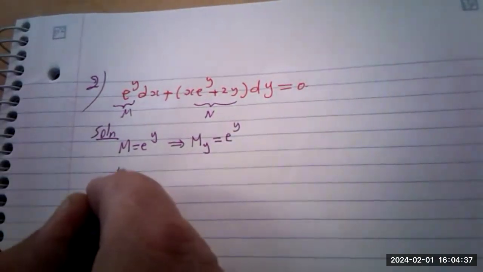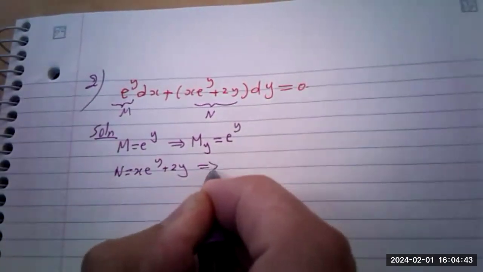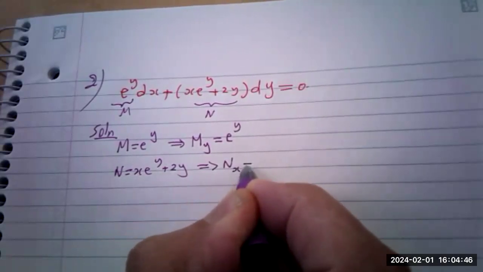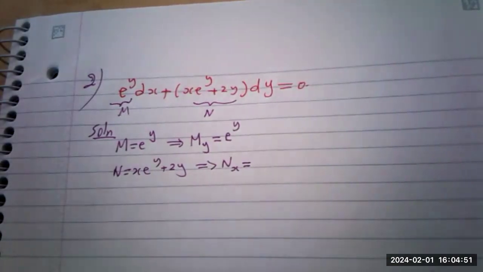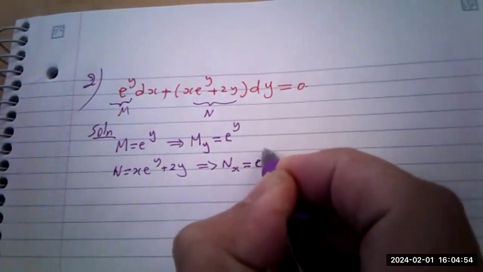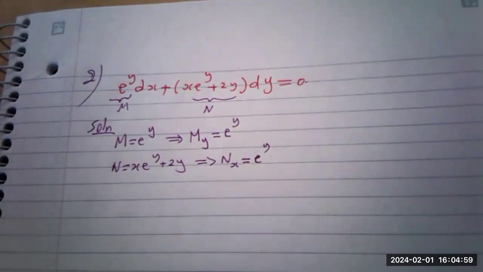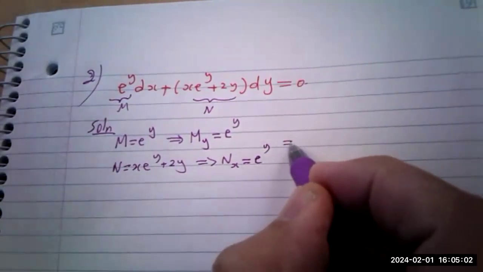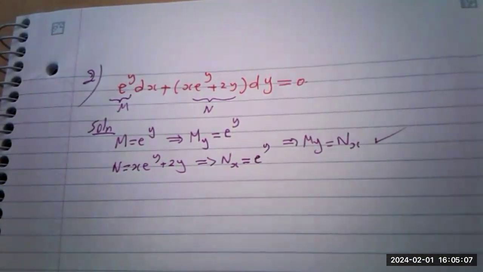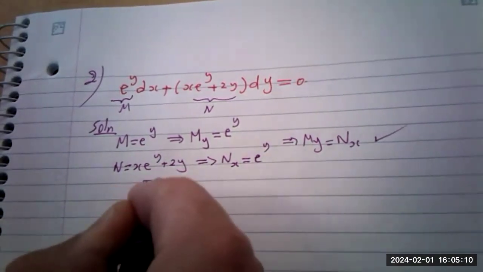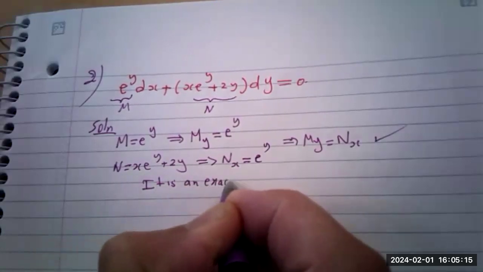Then you pick N. Your N is x e^y + 2y. From here, you take the partial derivative with respect to x. The derivative of x is 1, and e^y is just a coefficient, so it's going to be e^y. In this case, 2y is a constant with respect to x, so its derivative is 0. As you can see, M_y is equal to N_x, so the equation is exact. Just for your information, it is an exact equation.